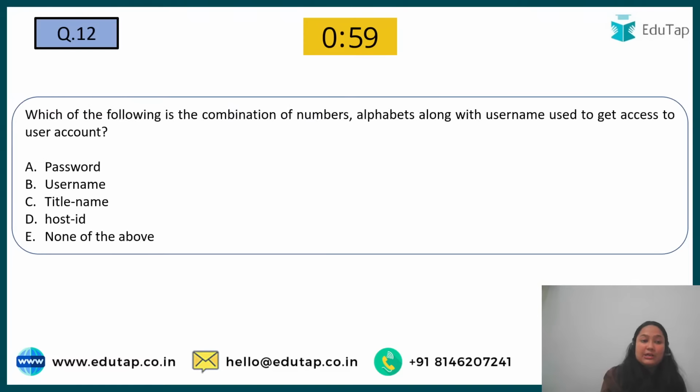Moving toward the next question: which of the following is a combination of numbers and alphabets, along with the username, used to get access to a user account? So if I want to access some site, I'll add my username, then I'll enter some alphabets and numbers. So what are those? It cannot be the username because I'm already entering it. So among password, title name, host ID, which can it be? For the 12th I'm getting option number A as the answer. That is absolutely correct. Password is something that I'm entering to get access to the file. The correct answer will be option number A, password.